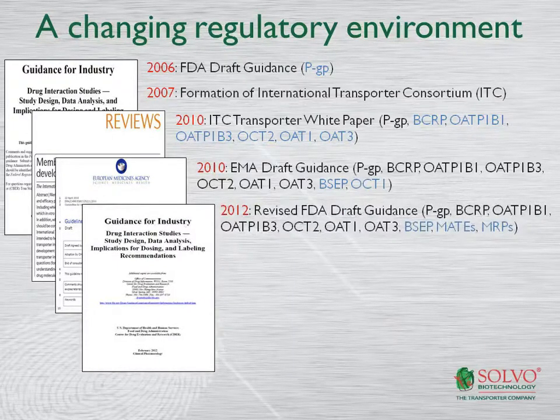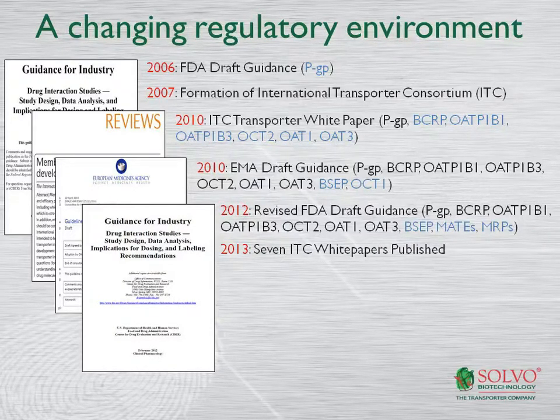Shortly after this, 2 years later, the FDA revised their draft guidance and they published a new draft guidance where also all these transporters which are here as essential are also essential to be studied, and they recommend BCRP but not OCT1. They also already mentioned that MATEs and MRPs should be studied. It depends on the tissue where your drug will be delivered.